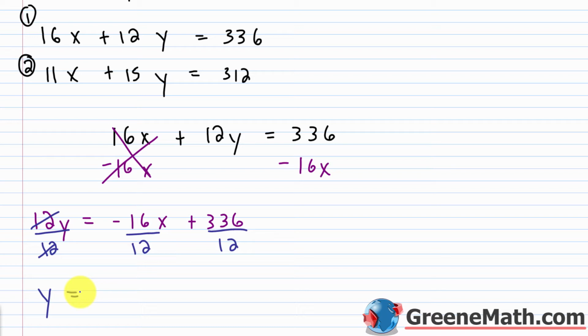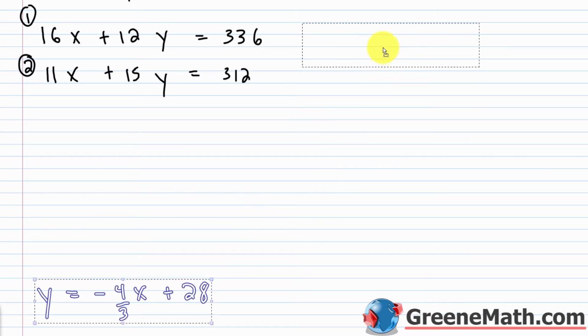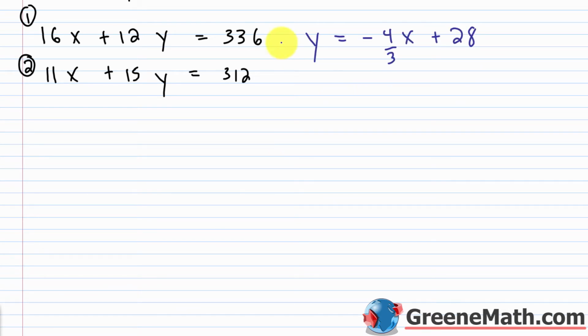We know that's negative. 16 and 12 are each divisible by 4. So if I divide 16 by 4, I get 4. If I divide 12 by 4, I get 3. So this would be negative 4/3 X. And then 336 over 12 is 28. So this would be plus 28. So I have solved equation 1 for Y.